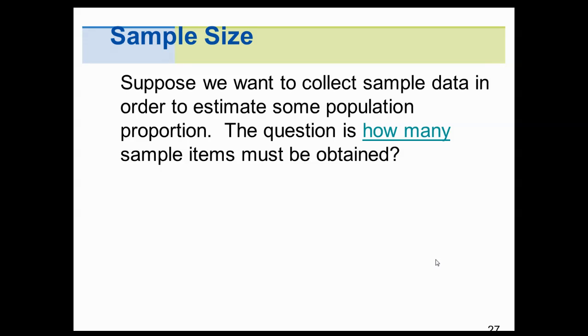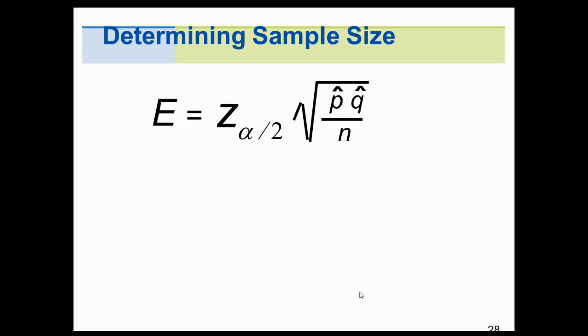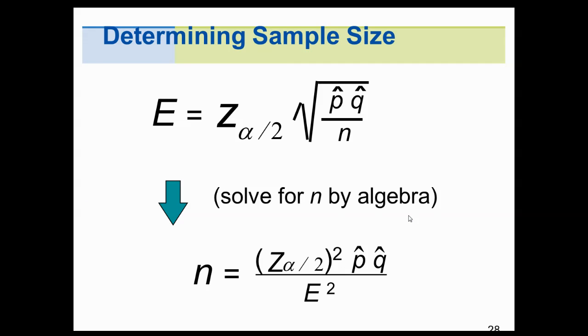Suppose we want to collect sample data in order to estimate some population proportion. The question is, how many sample items must be obtained? What must n be? How many samples do I need to be a certain amount confident that some proportion is going to take place? If I take the error formula, just like we've done in previous sections, and do some algebra, I come up with a formula for n. n is equal to the z-score squared times p hat times q hat divided by the error squared.